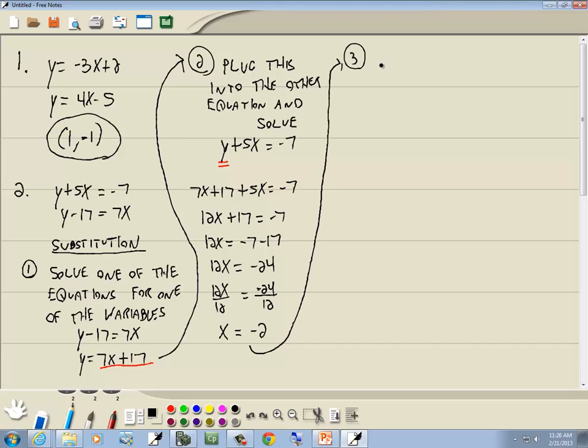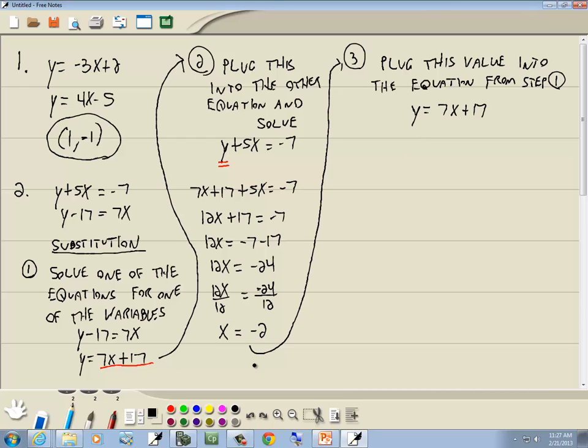Now step 3. Plug this value into the equation from step 1. So over here at step 1, we have y is equal to 7x plus 17. Now this is always a perfect one to plug it into because it's already solved for the other variable. It'll save you work if you always pick that one.